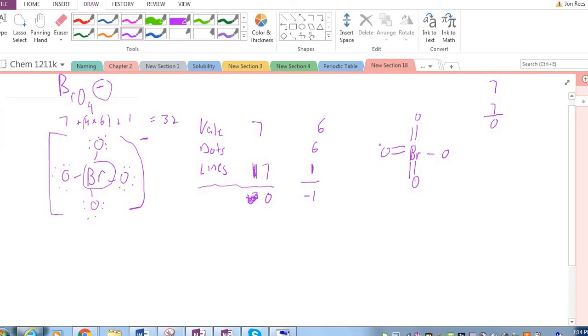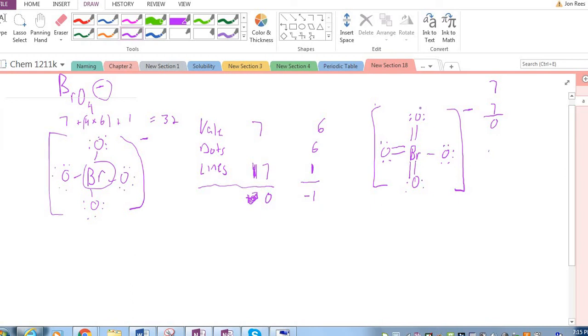So let's go ahead and form those octets by putting valence electrons around each of those. We'll have 1, 2, 3, 4, 5, 6 around the single bond, and then 2 again. Okay, so if I count up the electrons in this, there are 2, 4, 6, 8, 10, 12, 14, 16, 18, 22, 26, 28, 30, 32. So this is a valid Lewis dot structure. But notice what we've done. We've actually reduced that formal charge on the bromine.